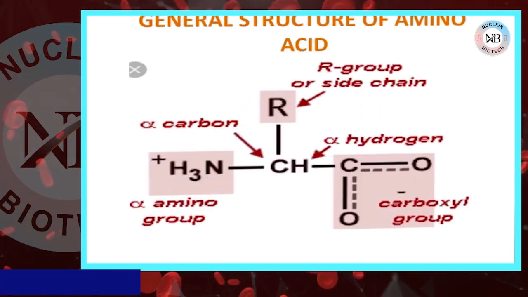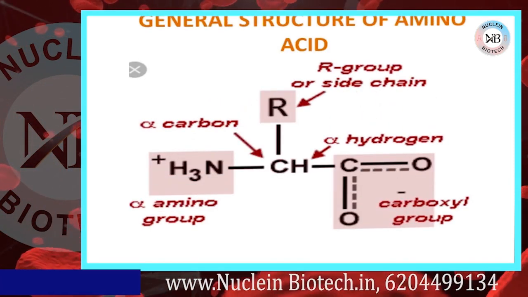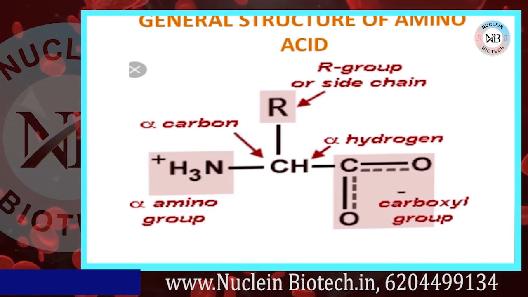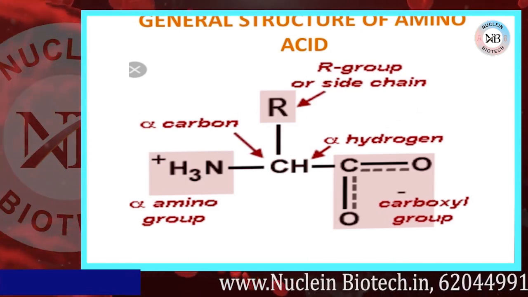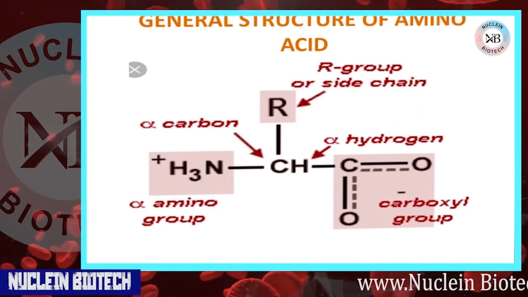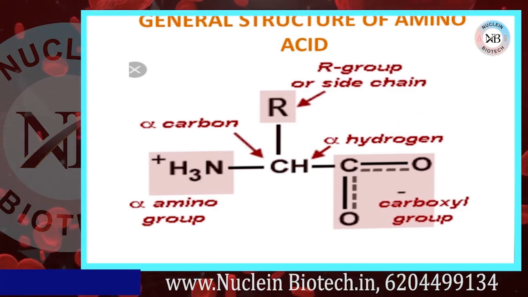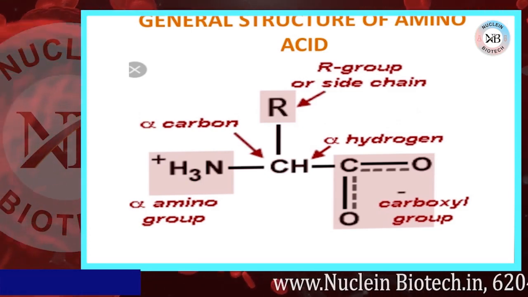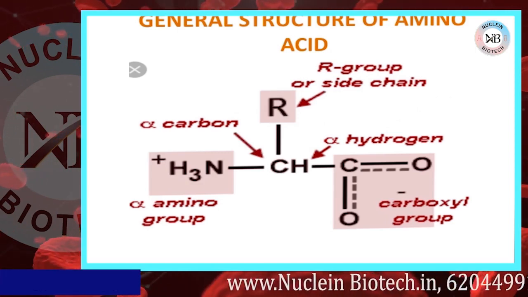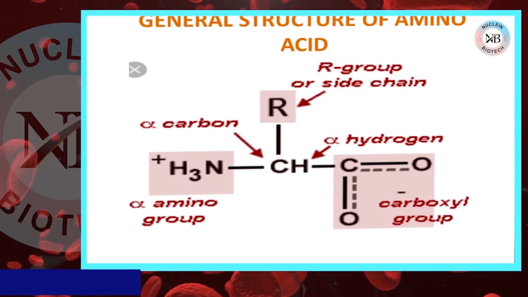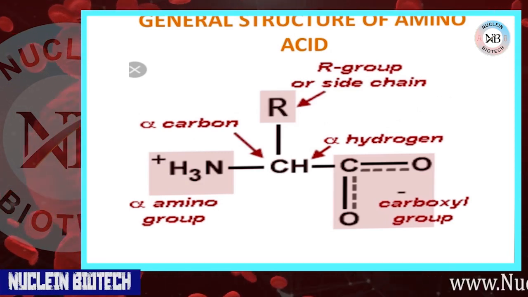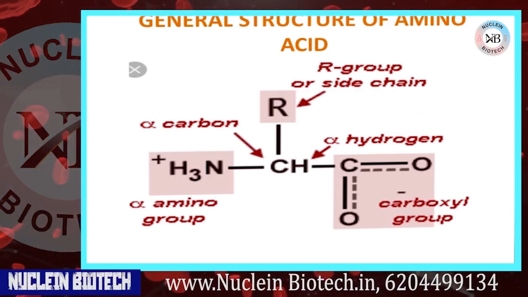Now let's talk about the general structure of amino acid. Amino acids have the following structural properties: a carbon, that is the alpha carbon, a hydrogen atom, a carboxyl group COOH, an amino group NH2, and a variable group or R group. All amino acids have the alpha carbon bonded to a hydrogen atom, carboxyl group and amino group. The R group varies among amino acids and determines the difference between these protein monomers.